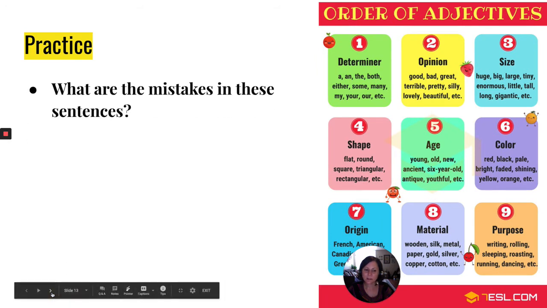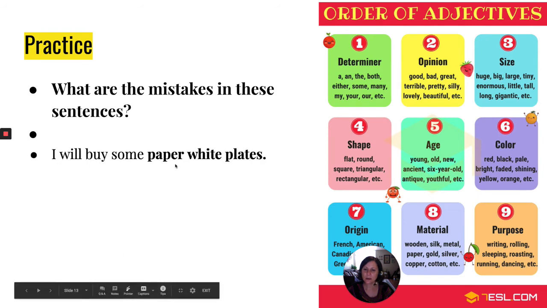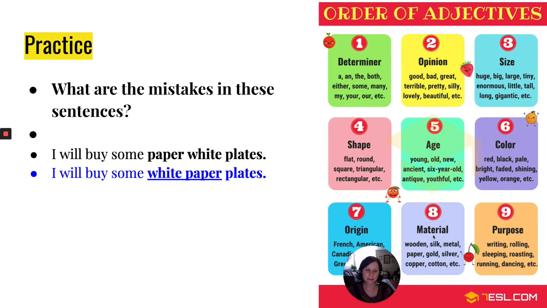Let's practice some more by looking at some mistakes students sometimes make. I will buy some paper white plates. What's wrong with the order here? You would need to say white paper plates. First, I put the color and then the material.